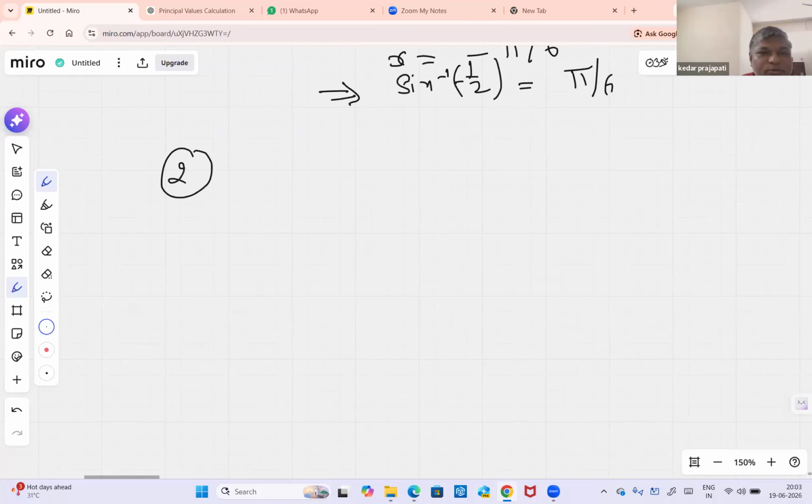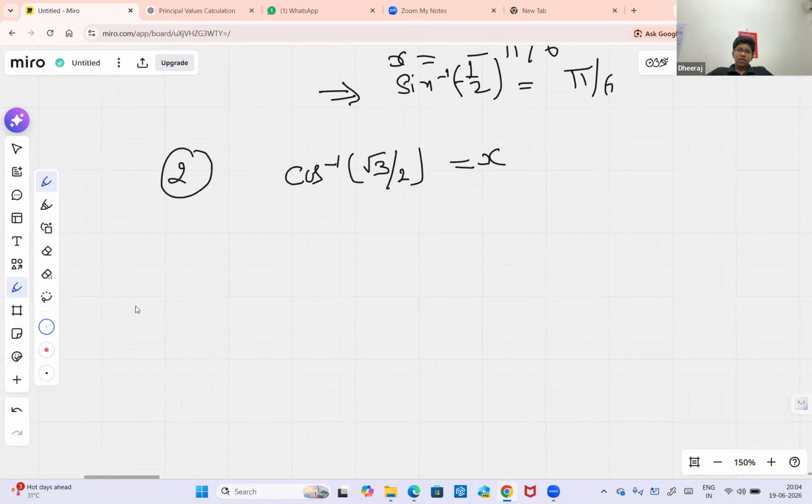Cos inverse root 3 by 2. Can you tell slowly? Yes. The range is 0 to pi. So x, the range is 0 to pi.